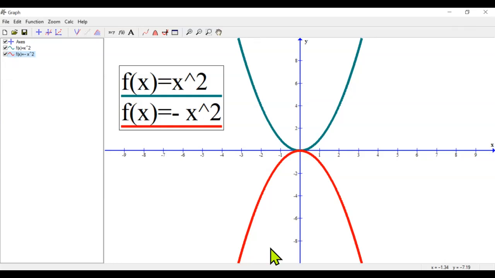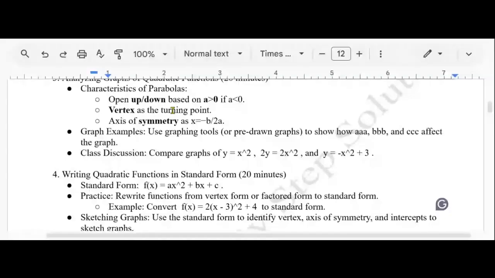Okay, now let's go back to this one. So we are done with upward and downward. The vertex, it's considered what? The turning point, where they turn. The symmetry line is where the left side is the same as the right side. And we apply the formula.